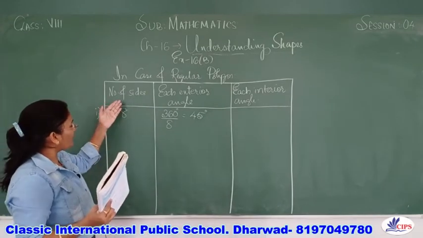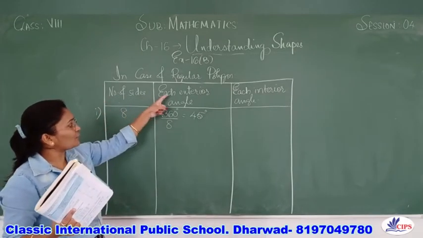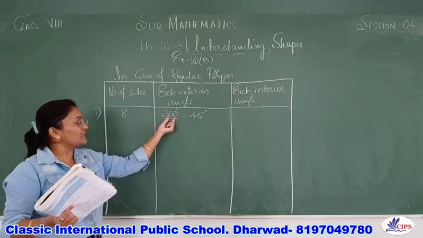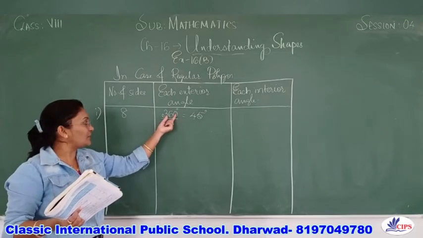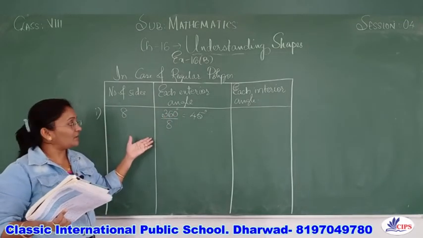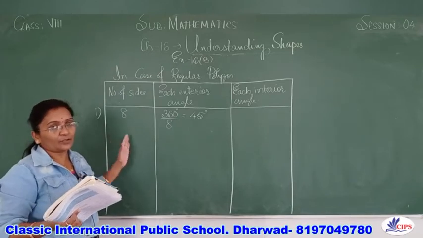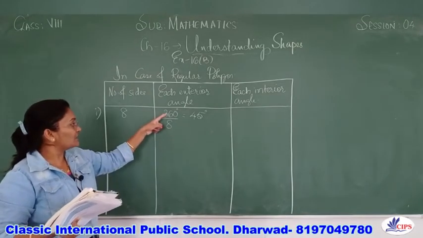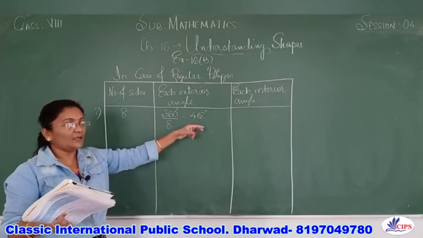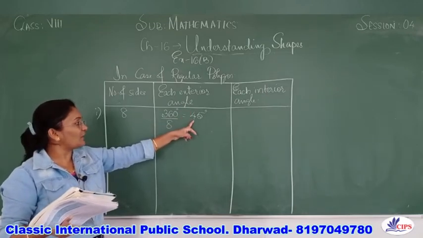So when the number of sides is given and they have asked you to find each exterior angle, divide the total measure of exterior angles, 360, by the number of sides. I told you this formula earlier, before drawing the diagram: 360 divided by the number of sides gives the measure of each exterior angle. So here each exterior angle is 45 degrees.